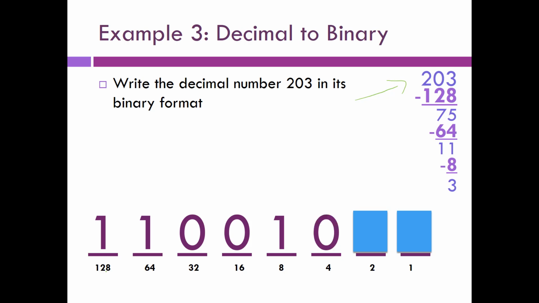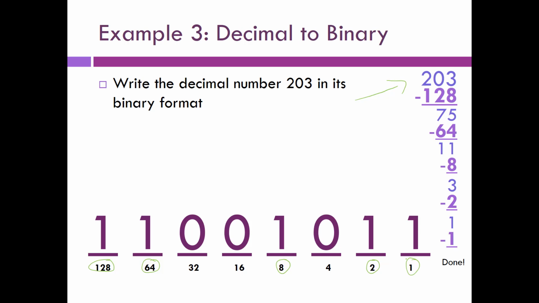2 is smaller than 3. It's less than 3, so I can subtract that. So I'll put a 1 in the placeholder, and then I'll subtract it from the 3. That leaves a 1. Perfect match. I'll put a 1 in the last placeholder, subtract that, and I'm done. What's remaining on the screen is the binary equivalent to the decimal number 203. Once again, you can double check by adding all the places where there's a 1: 128 plus 64 plus 8 plus 2 plus 1 is 203.